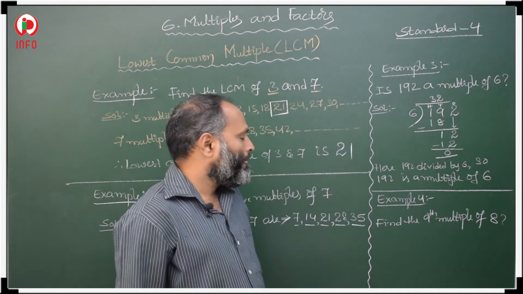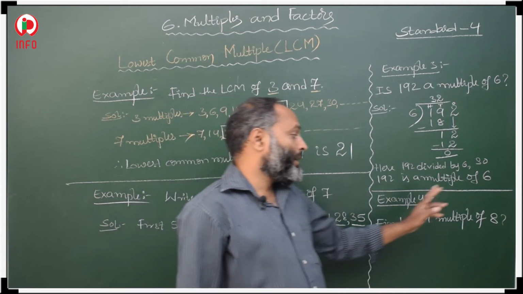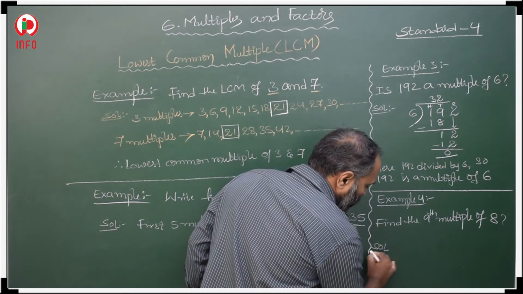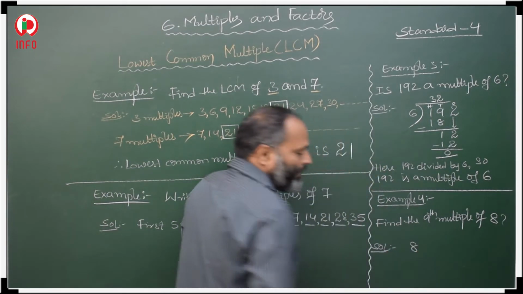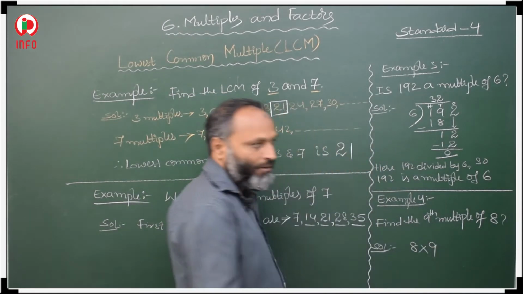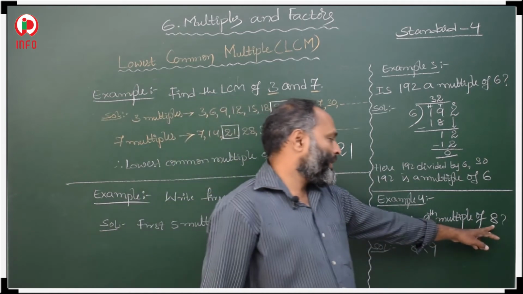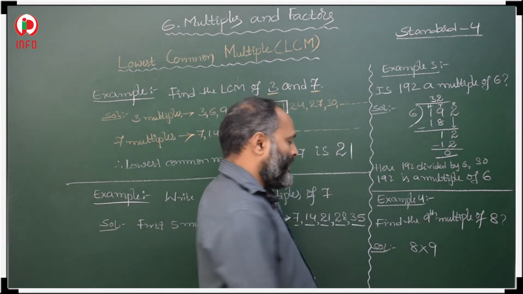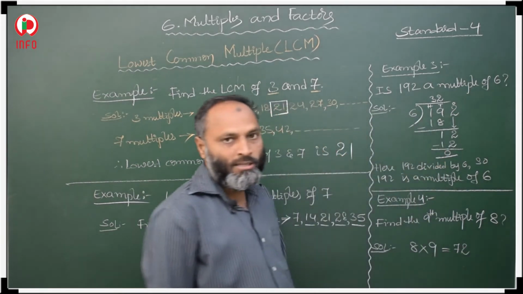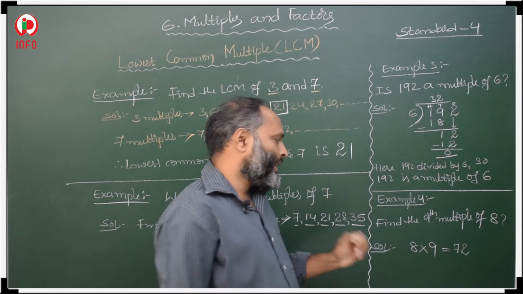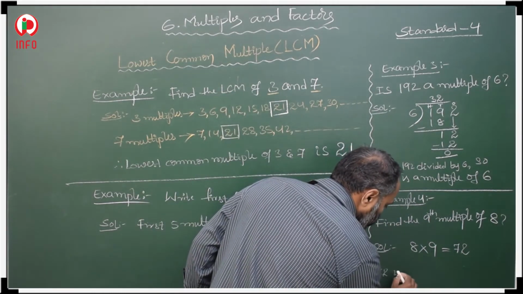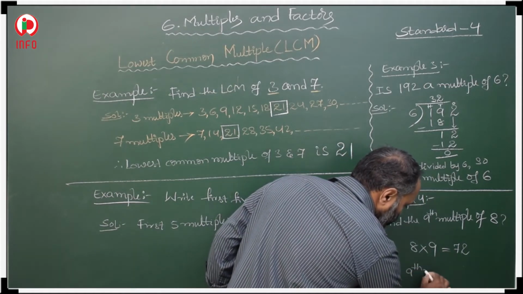Now next example, find the ninth multiple of 8. What is the ninth multiple? We have to multiply 8 with whatever multiple we want. It means 8 we have to multiply with 9. 8 nines are 72. So what is the product? 72. It means 72 is the ninth multiple of 8.